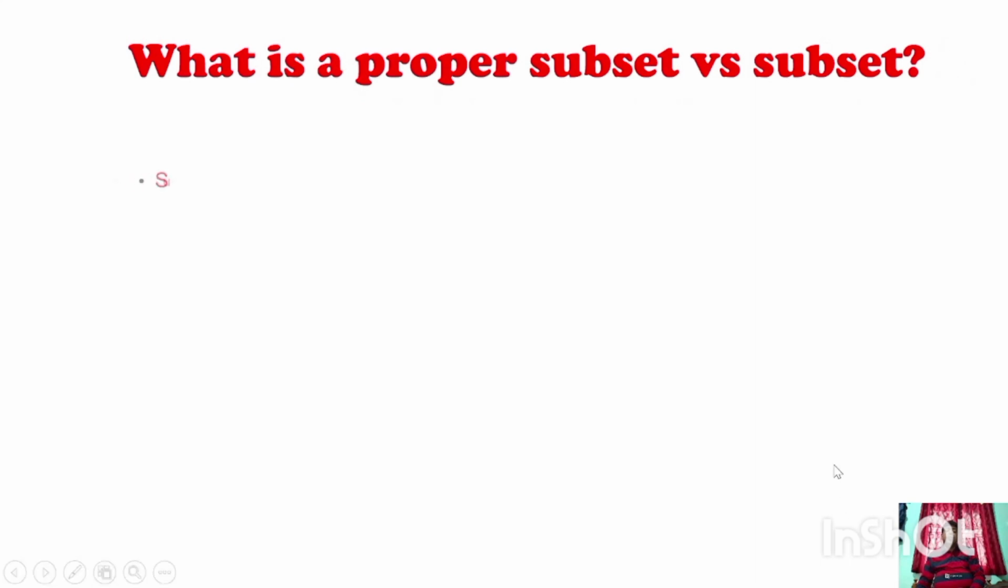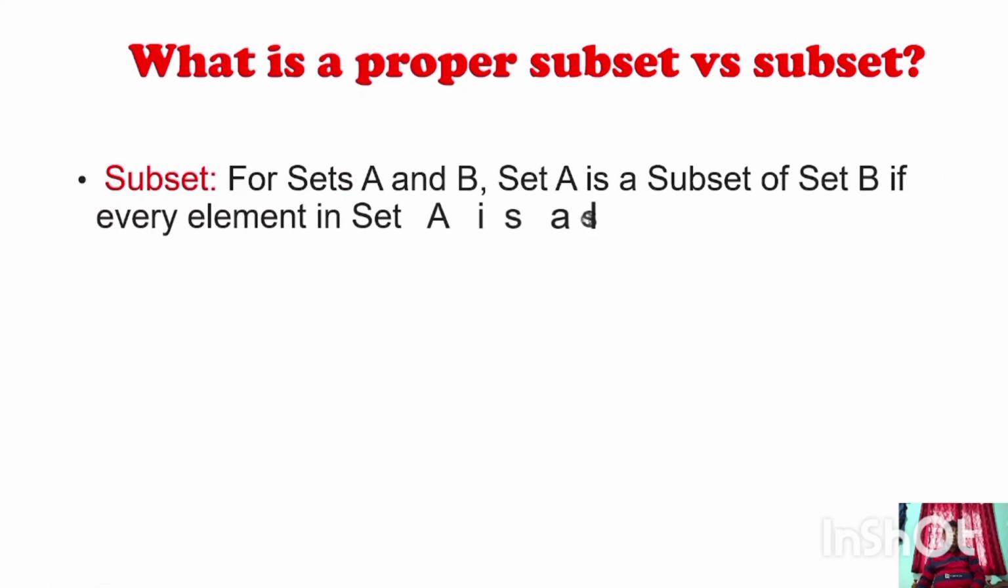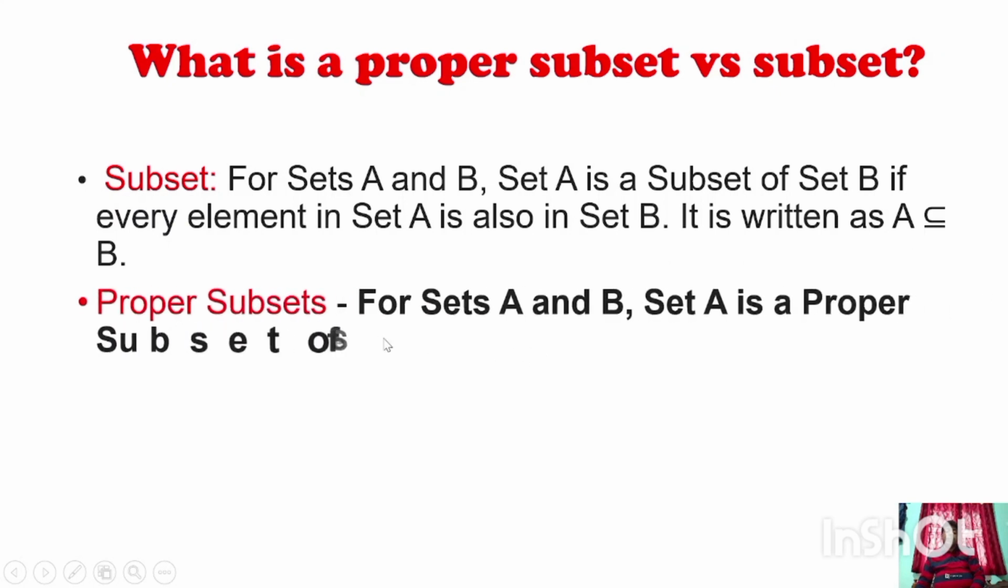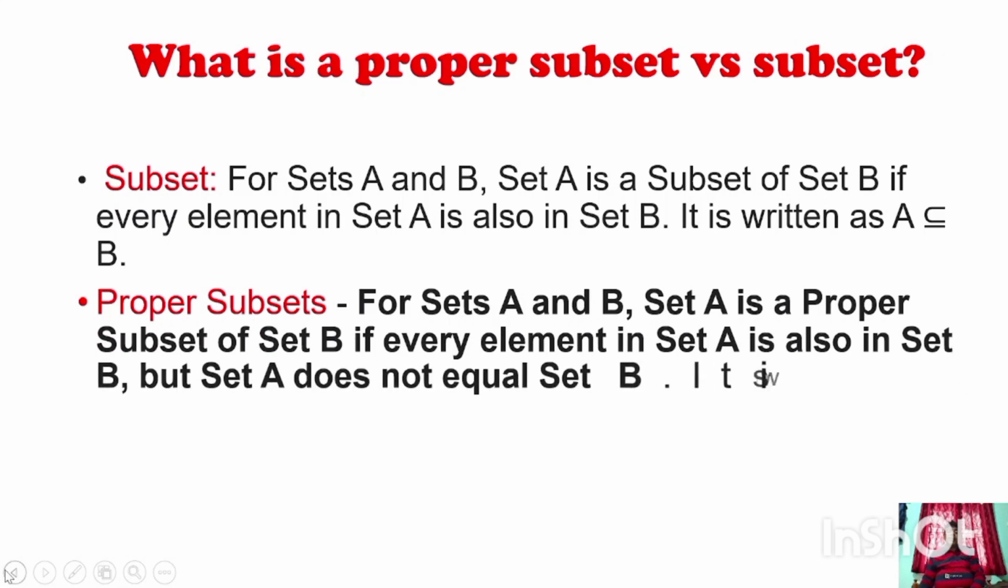What is the proper subset versus subset? For subset, for two sets A and B, the set A is a subset of the set B if every element in the set A is also in the set B. It is written as A is a subset of B. Proper subset: for sets A and B, the set A is called a proper subset of B if every element of the set A is also in the set B, but set A does not equal the set B. And here A is a proper subset of the set B, and one of the elements of B is not in the set A. It is clear that in a proper subset, the two sets are never equal.